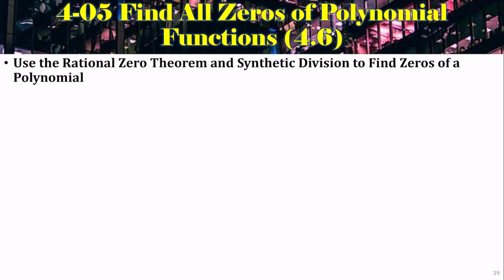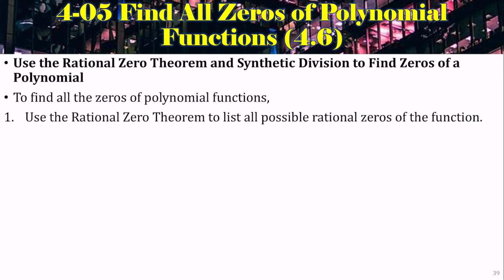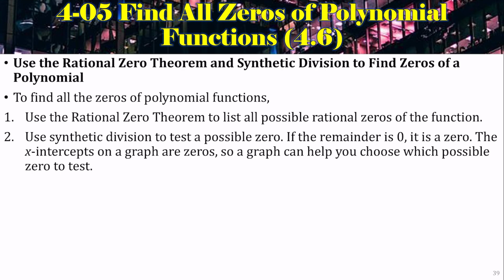So let's use the rational zero theorem and synthetic division to find the zeros of a polynomial. Use the rational zero theorem to list all the rational zeros. Use synthetic division to test a possible zero. If the remainder is 0, it is a zero. You can use a graph on your calculator to find the x-intercepts to help choose what you're going to try.